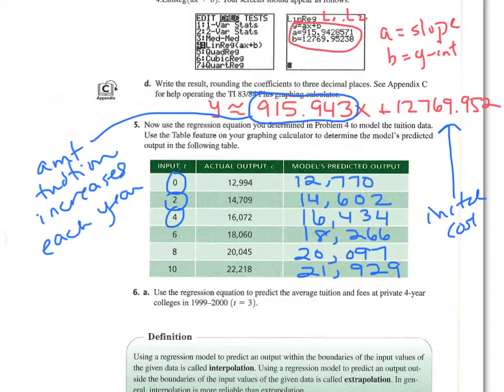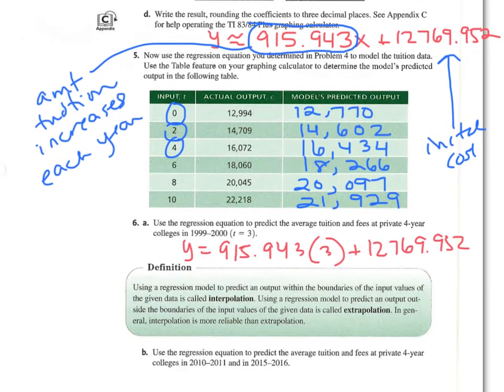Okay, so 6 is going to use our equation to do something that's not actually a data value, an original input value. So they want us to now use it for t equals 3. So I'm going to plug in, I had x I think I was using, but they were using t, but that's fine. 915.943 times 3 plus that 12,769.952.